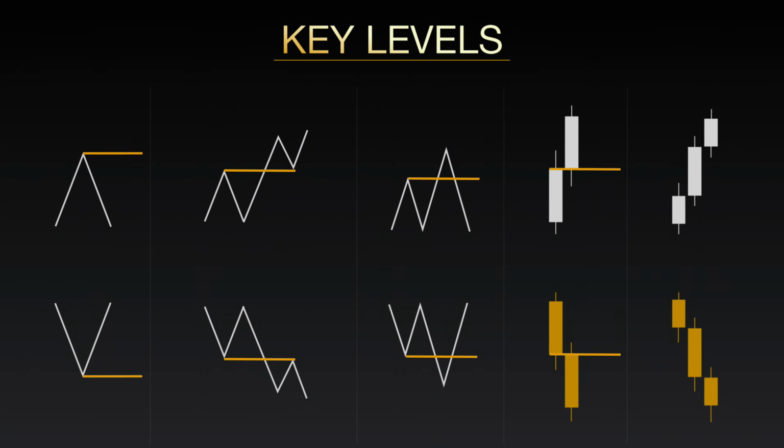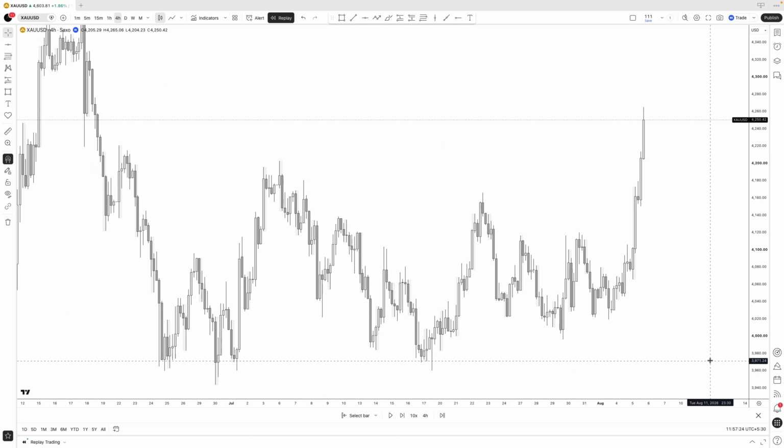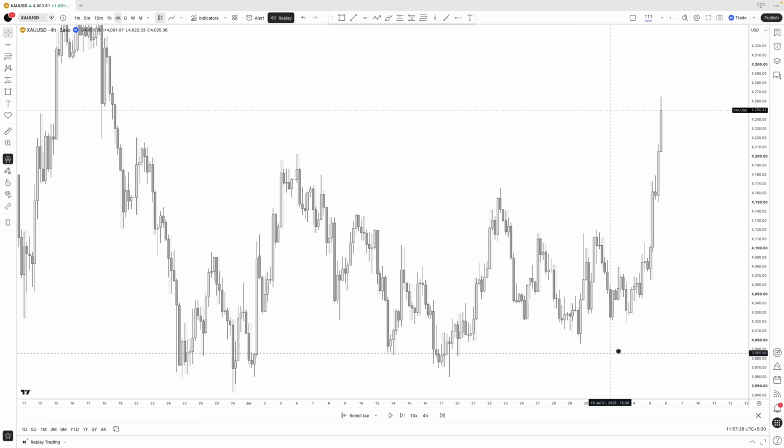And finally, we have fair value gaps or imbalances. These are created when price moves very aggressively in one direction and leaves an imbalance between the candles. These areas can also be used as key levels. If price trades completely through a fair value gap, that same area can later be used from the opposite side. This is what we call an inverted fair value gap. Now that we've gone through the different key levels, let me show you how all of these actually look on the chart. Let's start with a resistance.